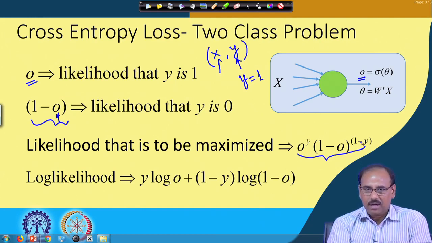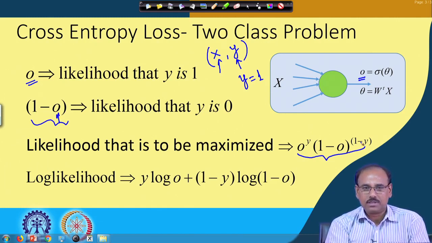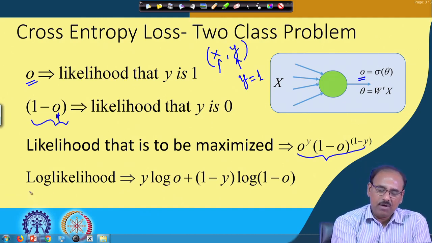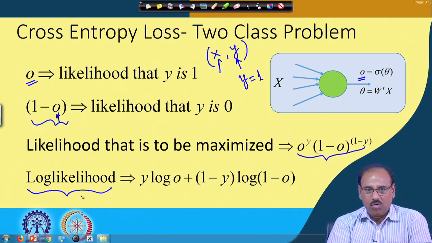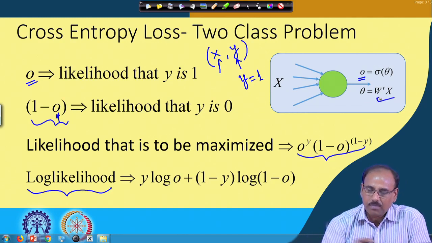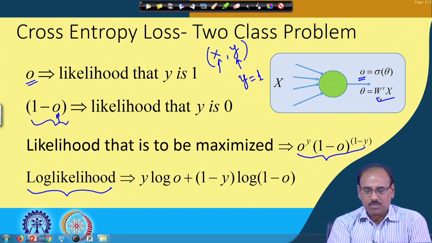And from here, of course, you find that an exponent is involved in this expression, and I do not like exponents. So, how do we avoid the exponents? Obviously, instead of the likelihood, you take the log likelihood. So, the log likelihood simply becomes y log O, where O is the output of the neuron. Again, here I am assuming that the output is a sigmoidal function of the weighted sum of the inputs, as given over here. So, I get this log likelihood, which is given by y log O plus 1 minus y, log 1 minus O.